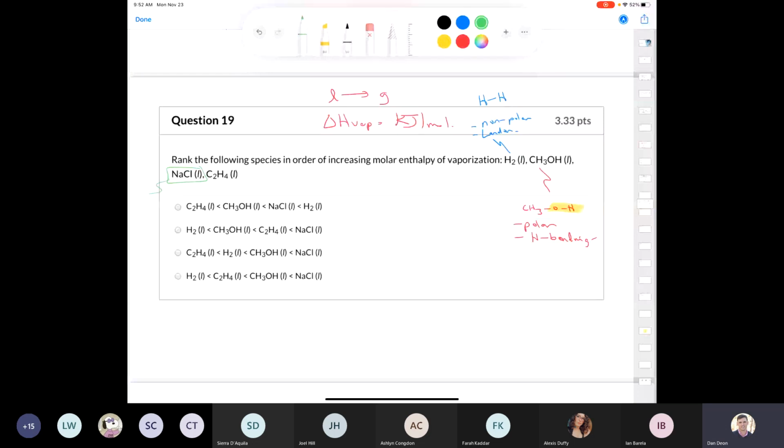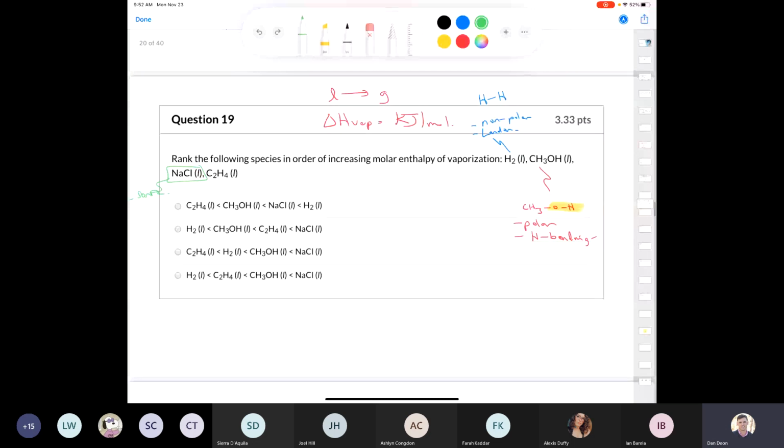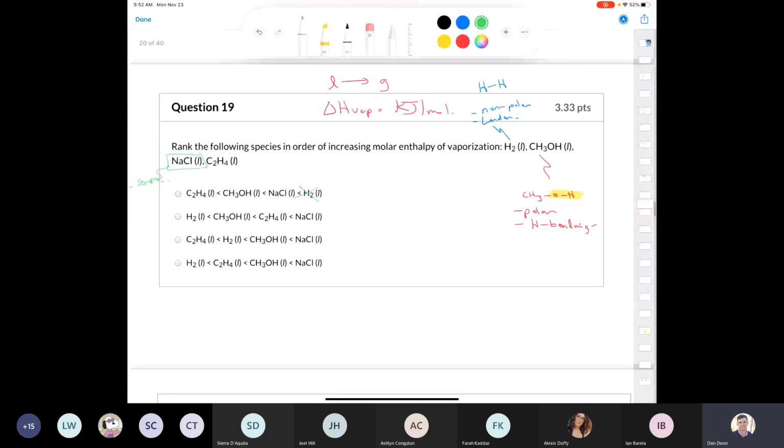The last two, I have sodium chloride. Sodium chloride is ionic, right? Sodium chloride is made of a metal, sodium, and a non-metal, chlorine. It's going to have ionic forces, or electrostatic forces, that hold the ions together. It's going to take more energy than a London force or hydrogen bonding to break those ions apart and convert them into gaseous ions. Okay, so it's an ionic compound, so it's going to be the king of the castle. So that crosses out this one right here.